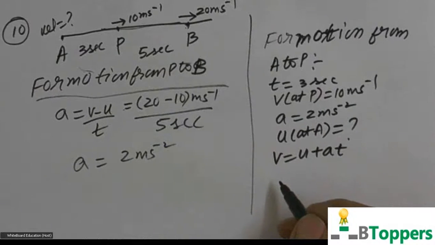If you want to copy the solution of the problem, you can take a pause and copy it. You substitute the values and simplify it yourself. You are supposed to get the answer as 4 meters per second.